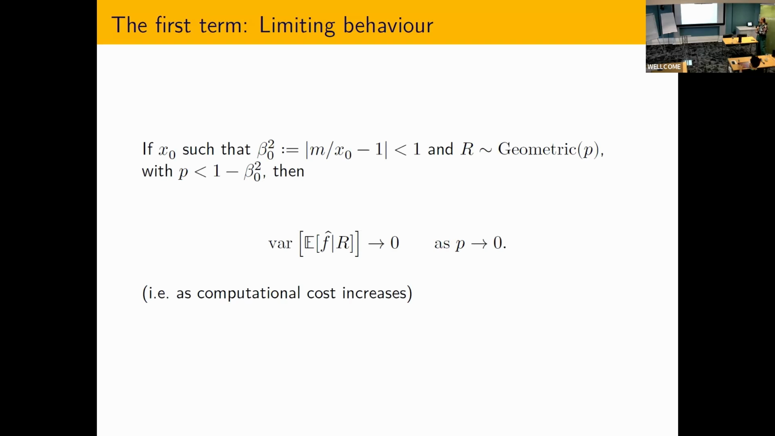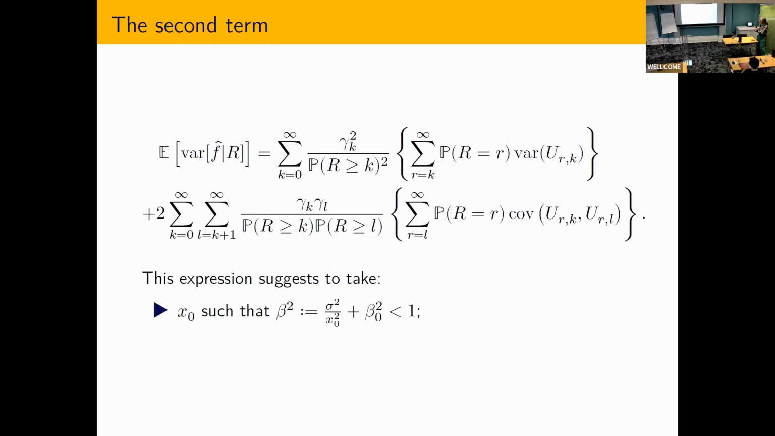We're happy with that. And if you let this probability go to 0, which means that your computational cost increases because the expectation of R is 1 over P, so the value of the truncation random variable tends to infinity, then this variance goes to 0. And we're pretty happy with that, meaning if we put in more computational time, the randomly truncated series gives you smaller and smaller variance. That's all right. Then if we look at the second term, this depends on the URKs.